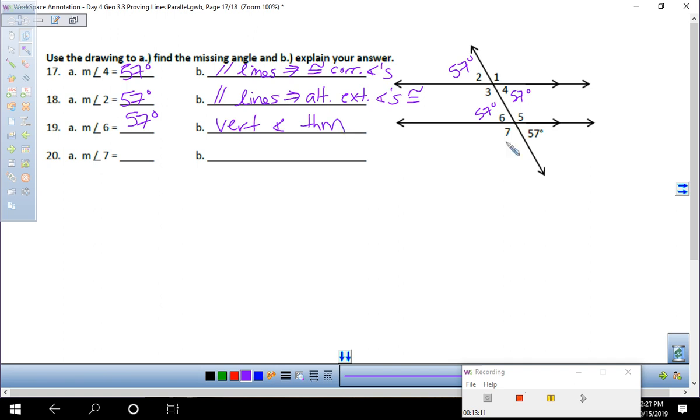And then lastly, last one they want us to find angle 7. So angle 7, we really don't have a whole lot to help us out. We don't have corresponding, we don't have alternate exterior, so really linear pair is going to be all that works for number 7. So 180 minus 57 is going to be 123 because of linear pair theorem. So just a quick review. Both lessons 3.2 and 3.3 will have problems like these that you can work through and find all those angles.